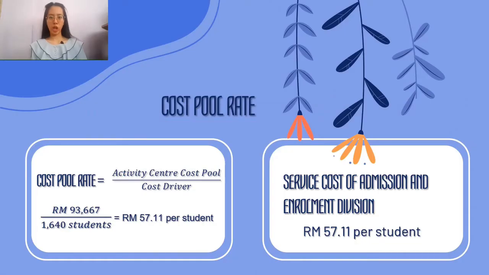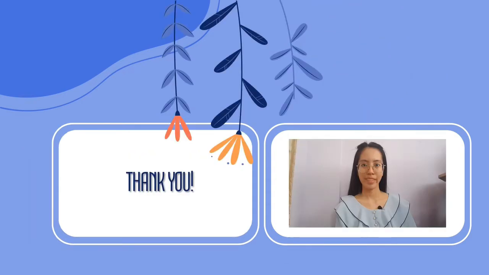To find the cost pool rate, we take the activity center cost pool, which is RM93,667, and divide it by the cost driver, which is 1,640 students. Hence, the service cost of the Admission and Enrollment Division is 57 ringgit and 11 cents per student. That is all from me for the implementation of ABC in tertiary.